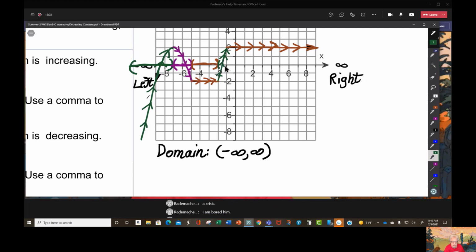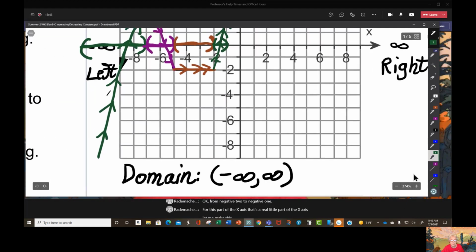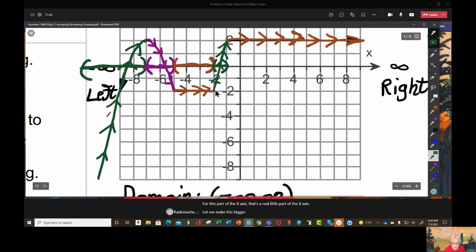Okay, from -2 to -1. For this part of the x-axis, that's a real little part of the x-axis. Let me make this bigger. Yeah, see, even though from here to here we have the graph going up, how I give you directions on how to get there starts at -2 on the x-axis and goes to -1.